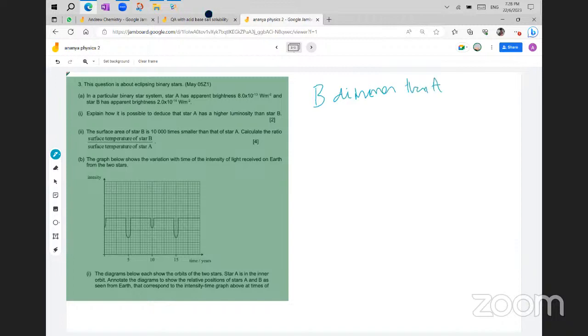Now, the part A question, you have to understand first. Part A question is saying that, even though B looks dimmer than A to us on Earth, how is it possible to deduce that actually... Right, so he basically wants you to confirm, look, A is brighter than B to us. So could you please confirm that A is actually brighter than B? Does the question make sense?